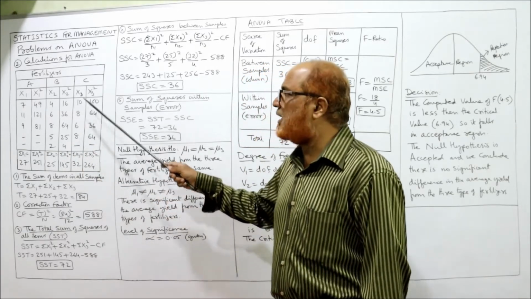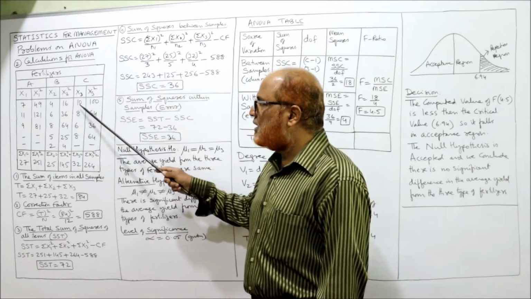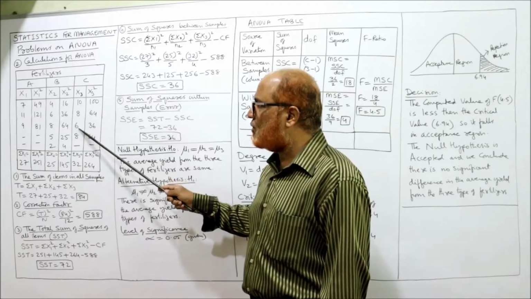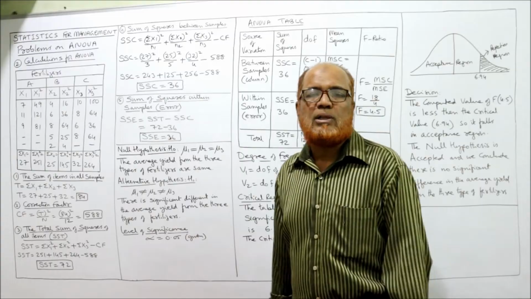Same rule for C fertilizer. The values given are 10, 8, 6, 8. Total 32. 10 square 100, 8 square 64, 6 square 36, 8 square 64. Total 264. We got all the totals.